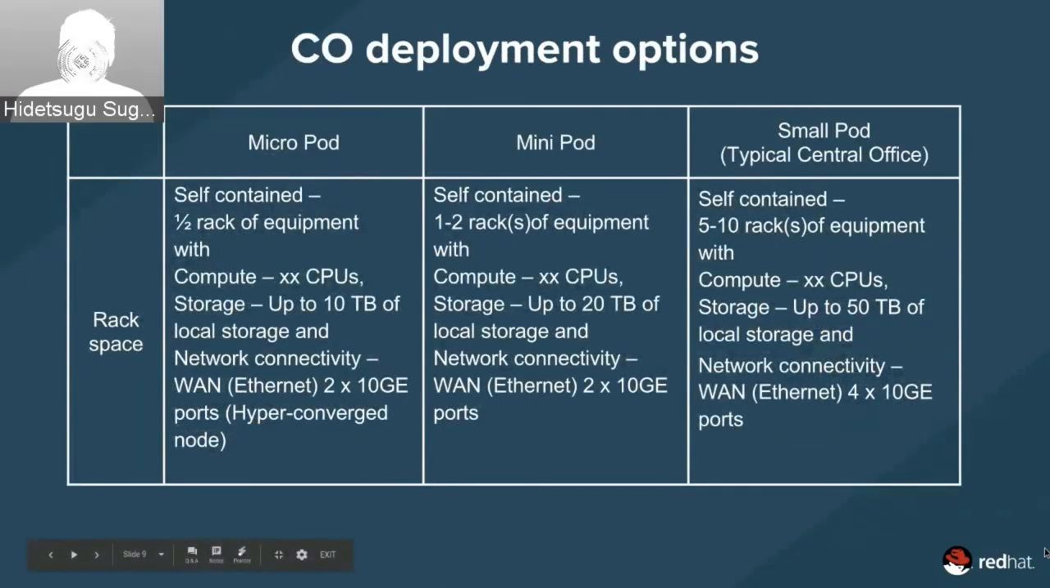This slide summarizes an example of the deployment options of the edge computing system in the Telco Central Office: small POD system, mini POD system, and micro POD system. The small POD system needs 5 to 10 racks of space to install. The mini POD system needs 1 or 2 racks of space. And the micro POD system needs half a rack of space. In the case of a micro POD system, a hyper-converged node that integrates the compute node and the storage node will be needed.